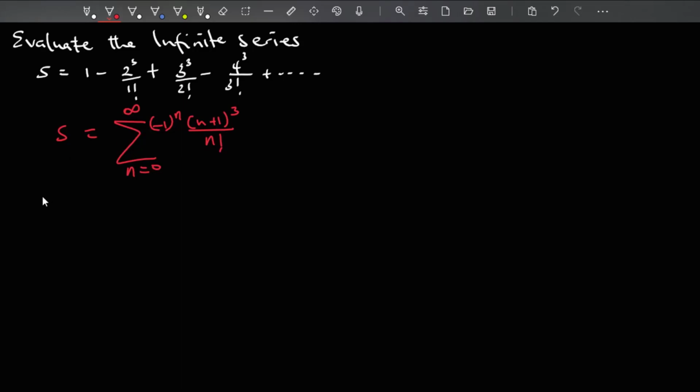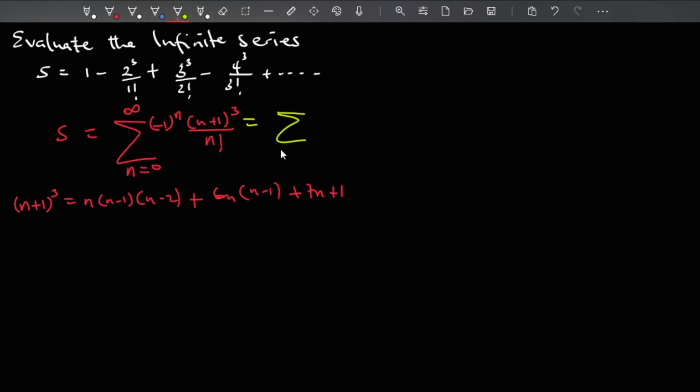Now, something very nice here is that n plus 1 cubed can be written as n into n minus 1 into n minus 2 plus 6n into n minus 1 plus 7n plus 1. So I'm going to substitute this here for n plus 1 cubed. So let's go ahead and do that.